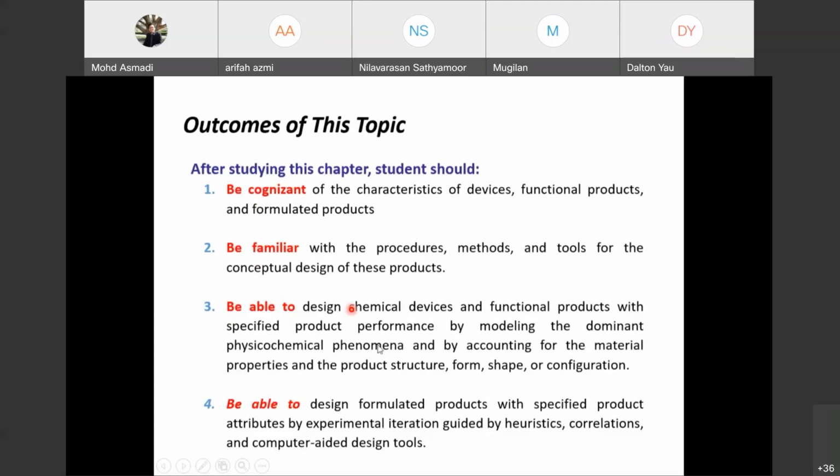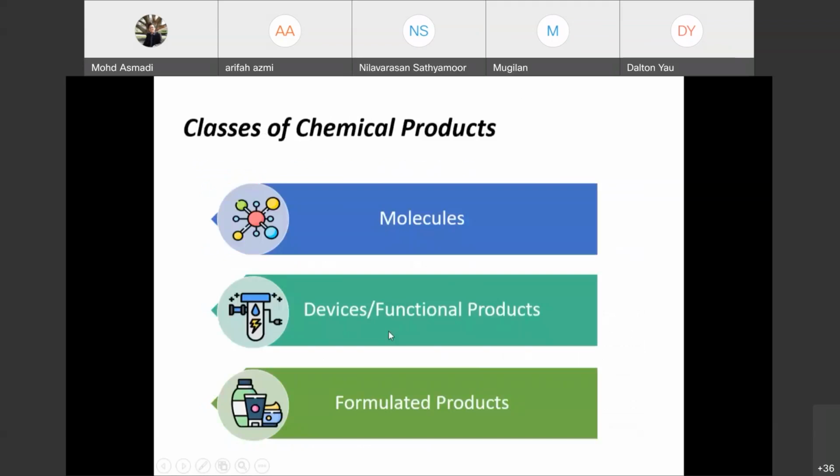Okay. So B2C products, right? Classes of the chemical products. B2C products like lotions, toothpaste, mosquito repellents, water purifier, air purifier. Actually, they have a different structure, form, shape, and also configuration.